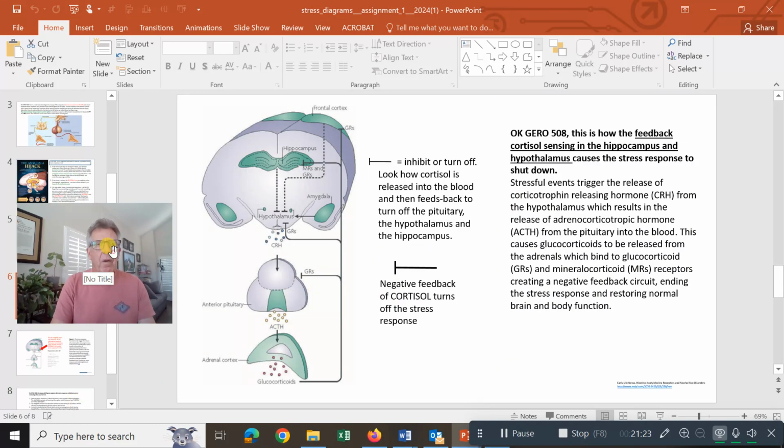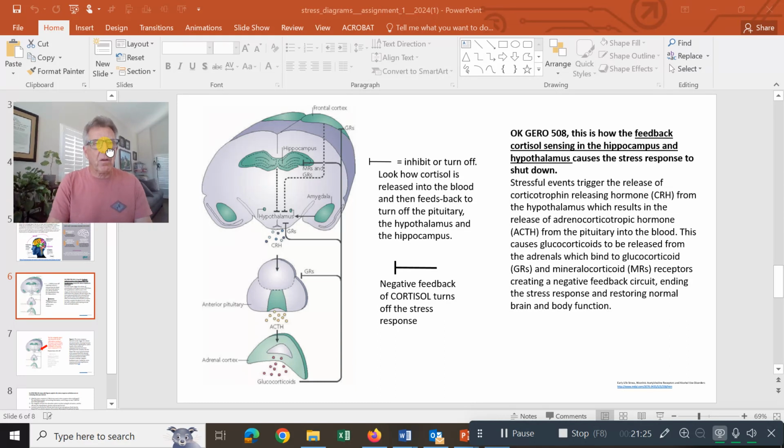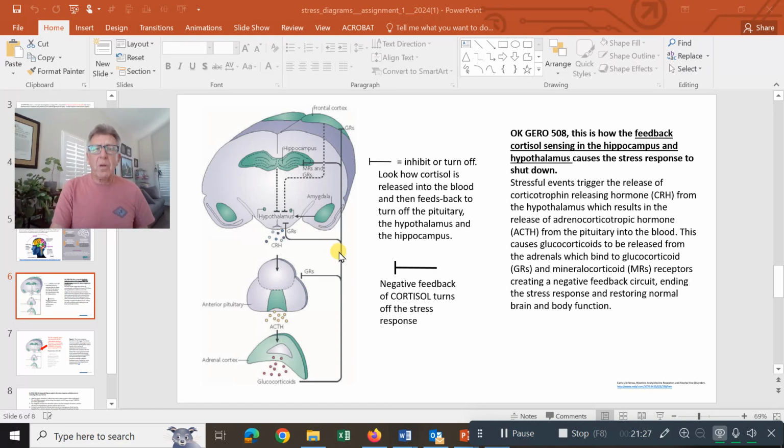Why is this all happening? All right, so this is the next slide right here, slide number 6. We're looking at the interaction. Now I mentioned a key function of cortisol. This is a fancy name for cortisol, glucocorticoid. It's a receptor.